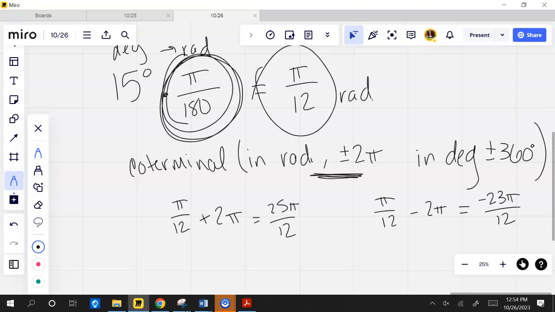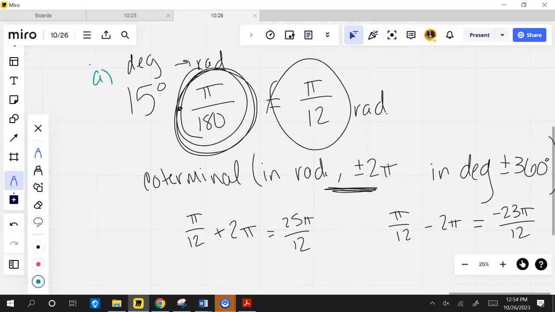The top of it is going from degree to radian, and the bottom is radian coterminal. This is like a part A and part B. Part A, convert the degree measure to radians. Yes, and you did that. Part B, find both a positive and a negative coterminal angle.